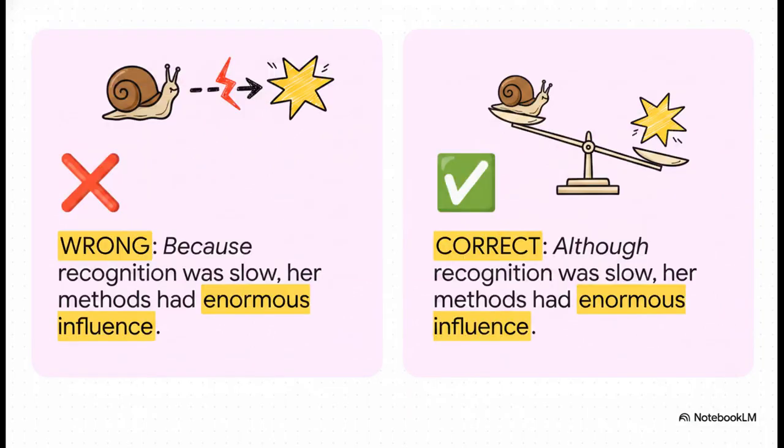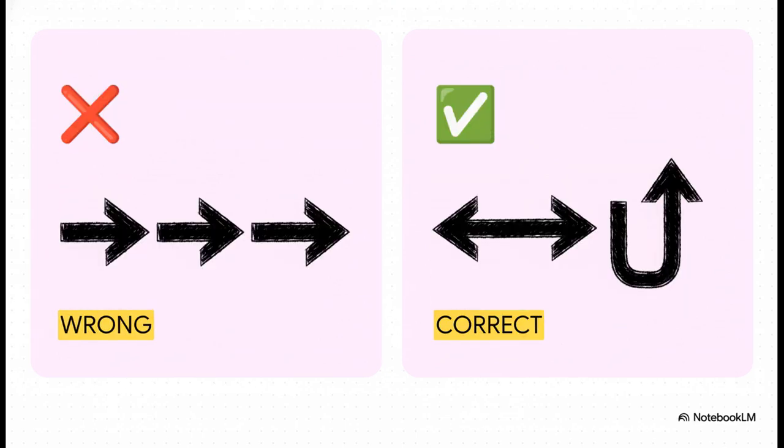Now let's look at how this plays out in some really common traps. Check out this sentence. Your ear hears it and thinks, yeah, okay, that sounds reasonable. But logically, does it make sense? Did the slow recognition cause her influence? No, not at all. These two ideas are actually in conflict. What the writer means is that she was influential in spite of the slow recognition, and that's a concession, which calls for a word like although, not because. See the trap?